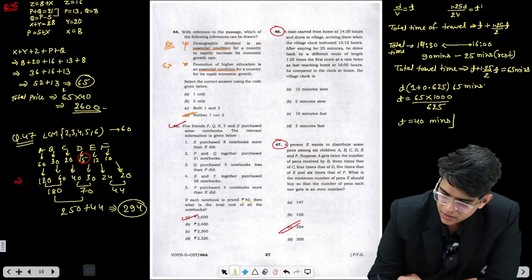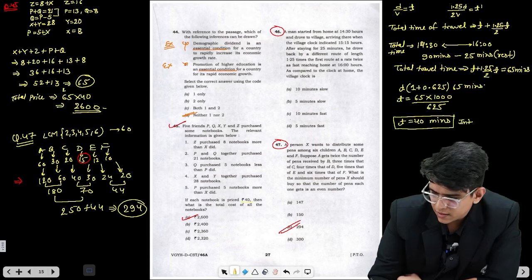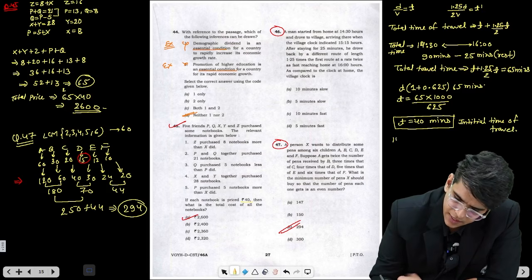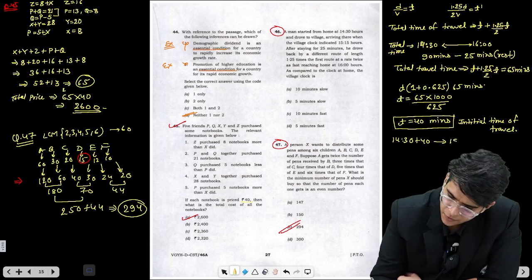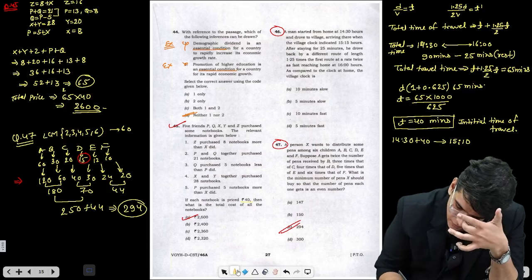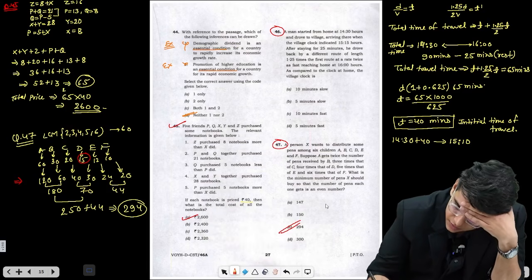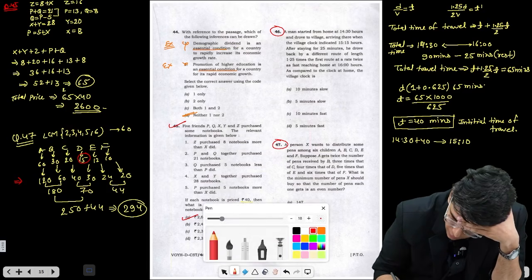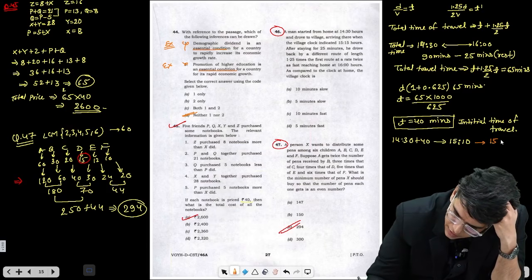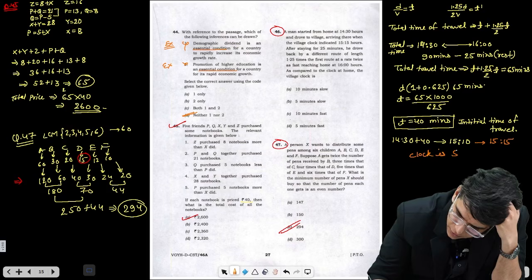That means the initial time of travel is this. He started at 14:30 plus 40 minutes, which is nothing but 15:10, but the time shown at this moment is 15:15 in the clock. So the clock is 5 minutes fast.